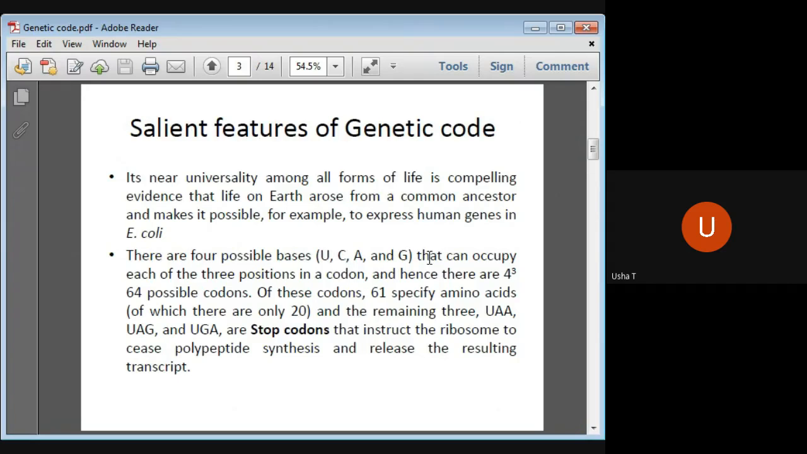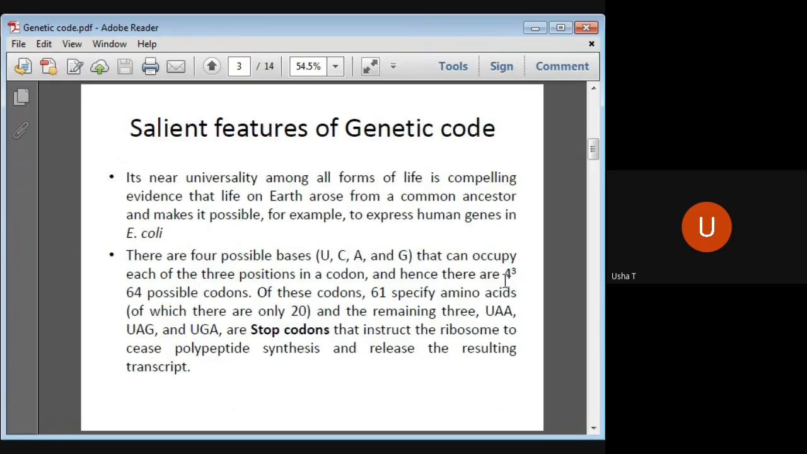There are four bases that can occupy each of the three positions of the codon. That is, U can be present in the first position, second position, or third position. So all of the four bases have an equal opportunity to be present at any position in the codon, first, second, or third.